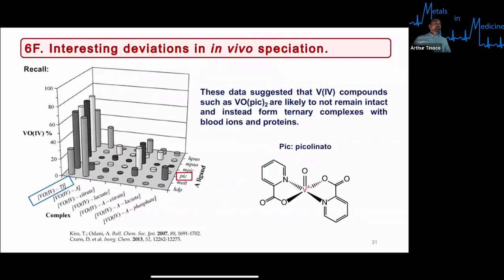But the interesting thing is that in vivo speciation may not always work exactly as some of these models do. And that's the beauty of having some sophisticated techniques to be able to study what happens within the bloodstream. So here was a study I showed you a long time ago where we looked at taking different vanadium-4 complexes with different ligands. One of those ligands was this picolinate ligand.